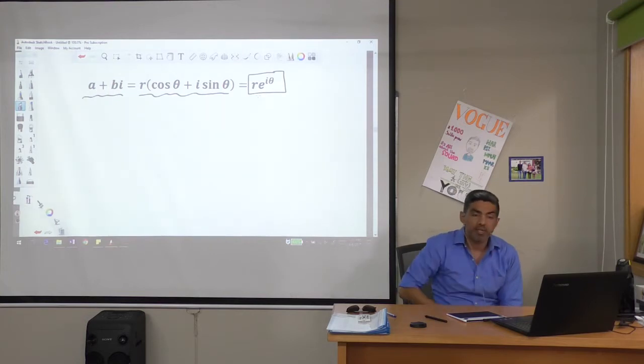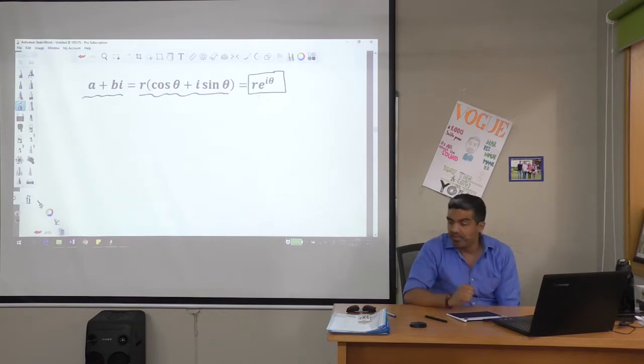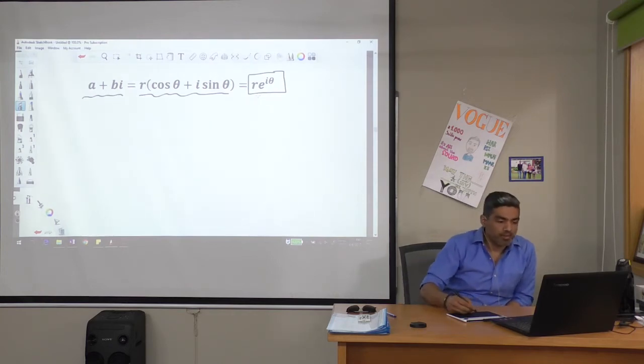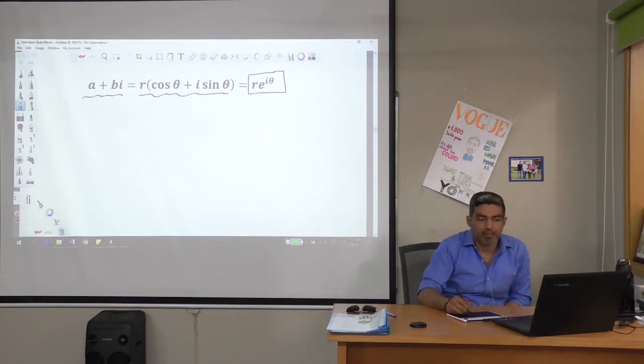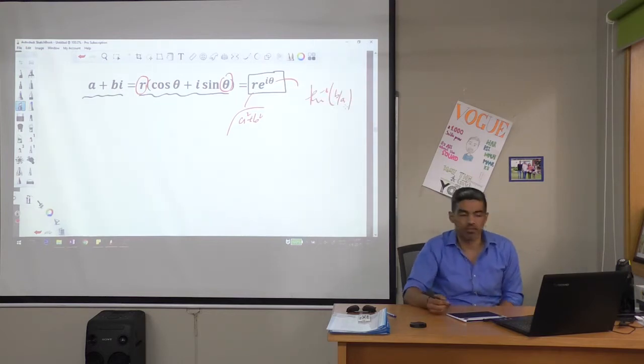If you have the a plus bi form, you will have to do it by the binomial expansion. But if you have the r e to the power i theta form, then you just simply apply the power and get the answer. The r and theta are the same as what you have in the modulus argument form. How do you get the r? You get r as the square root of a square plus b square. And how do you get theta? You get theta through tan inverse b upon a, and according to where the angle falls, you adjust your angle accordingly.